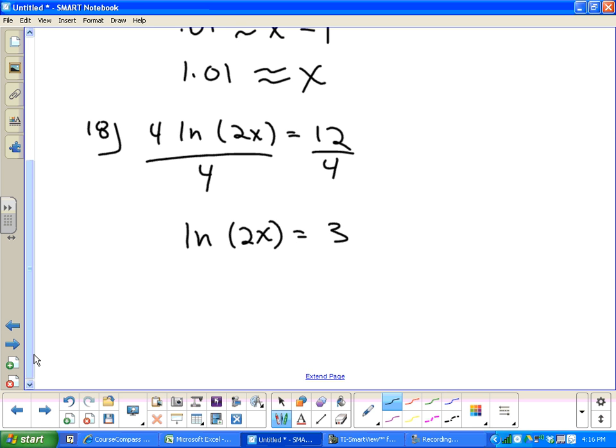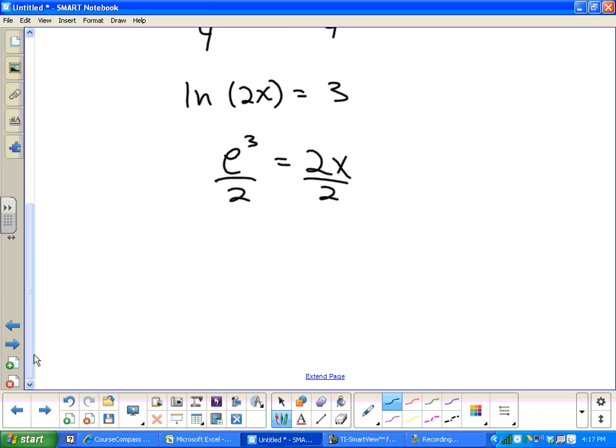Now from this point, I'm going to go to exponential form. So remember, this understood base raised to this power should equal this number. So our understood base here on a natural logarithm is going to be e. So we get e to the 3rd power equals 2x. And now let's solve for x. We're going to divide by 2 on both sides. So that's going to give me e to the 3rd divided by 2.